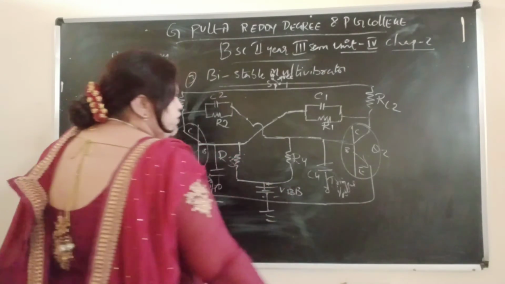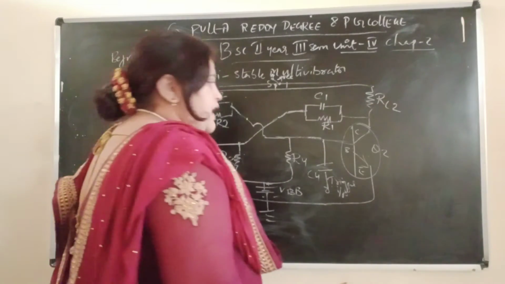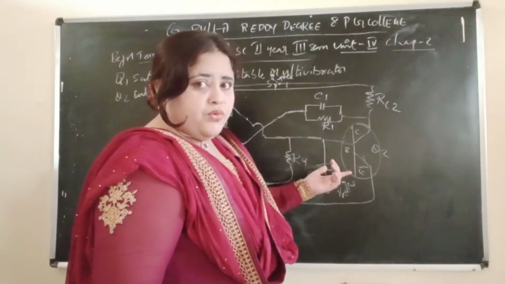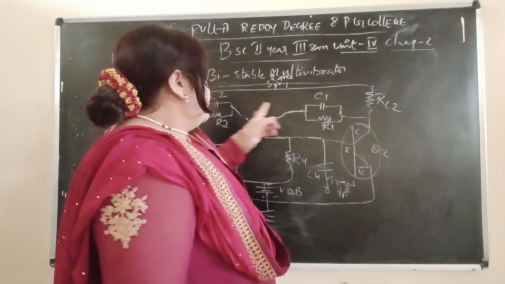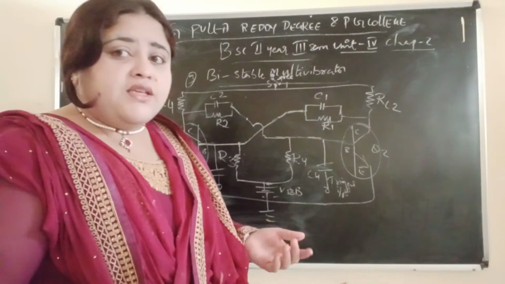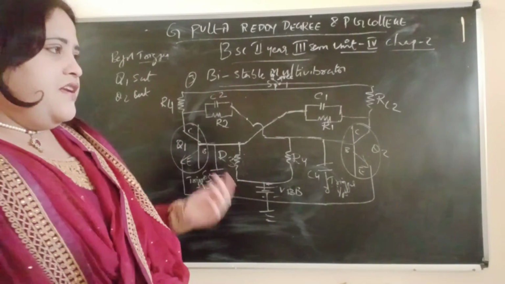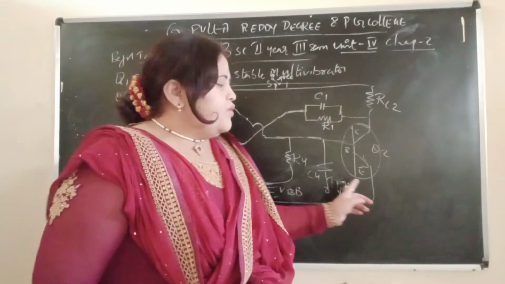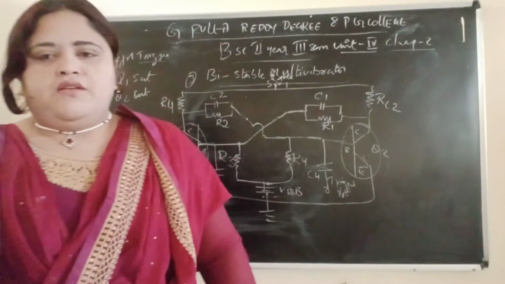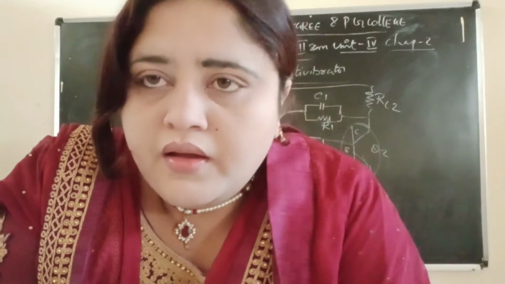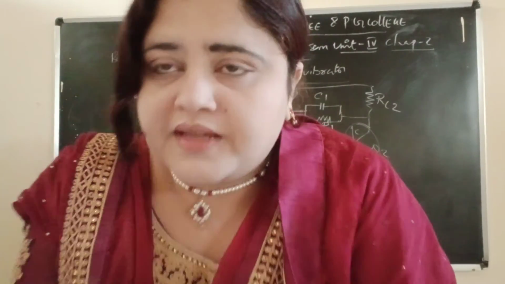So Q2 will become what now? It will become saturation. Current will be more, voltage will be less in Q2. This less voltage will apply to the input of Q1. Since Q1 is getting less voltage as an input, Q1 will become now what? Cutoff, and Q2 will become saturation. So like this you should write the operation for your bistable multivibrator.